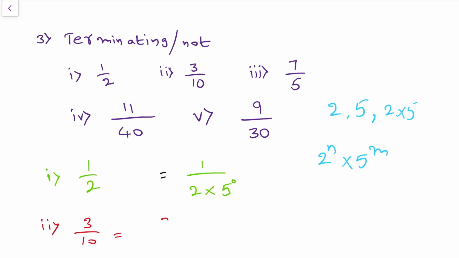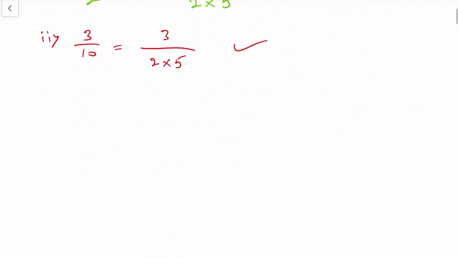That is equal to 3 by 10, and 10 is not a prime number, so we need to write it in terms of prime numbers. So 10, I am writing it as 2 5s. Now if we observe, in the denominator we have only 2 and 5, that is, the denominator is in the form of 2 power n into 5 power m, so I can conclude that this also has a terminating decimal. Next, question number 3 is 7 by 5.